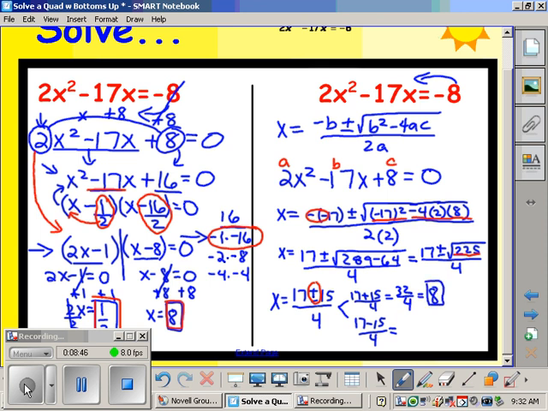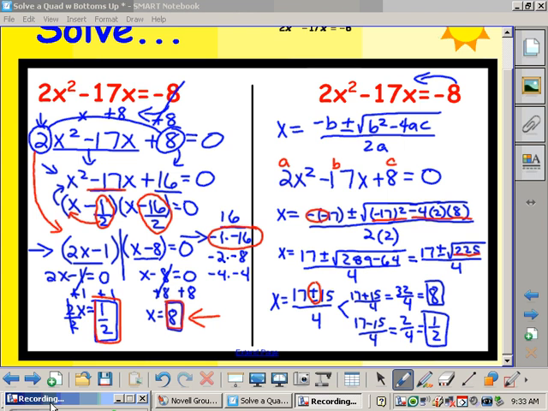And if you look back at the left side of the screen, one of our x-intercepts was in fact 8. 17 minus 15 is 2, and 2/4 reduces to 1/2. And again, if you look back to the left side of the screen, you will see that one of the x-intercepts was also 1/2. So that verifies that we did the problem correctly.